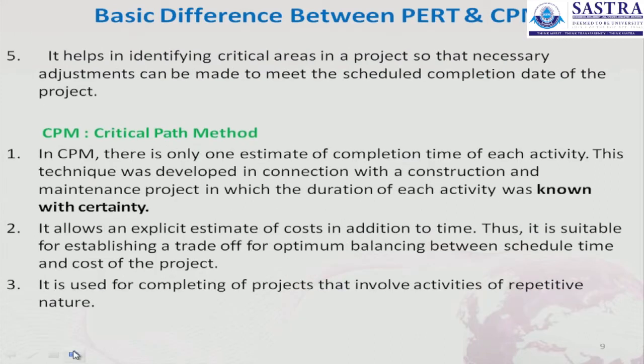The fifth point is that PERT helps in identifying critical areas in a project so that necessary adjustments can be made to meet the scheduled completion date of the project. And specifically for the Critical Path Method, we have a difference. In CPM, there is only one estimate of completion time of each activity. This technique was developed in connection with construction and maintenance projects, in which the duration of each activity was known with certainty. So, I am just giving an example here.